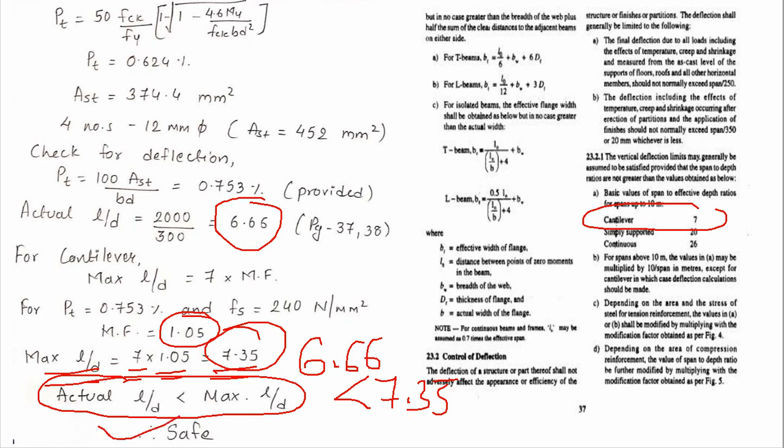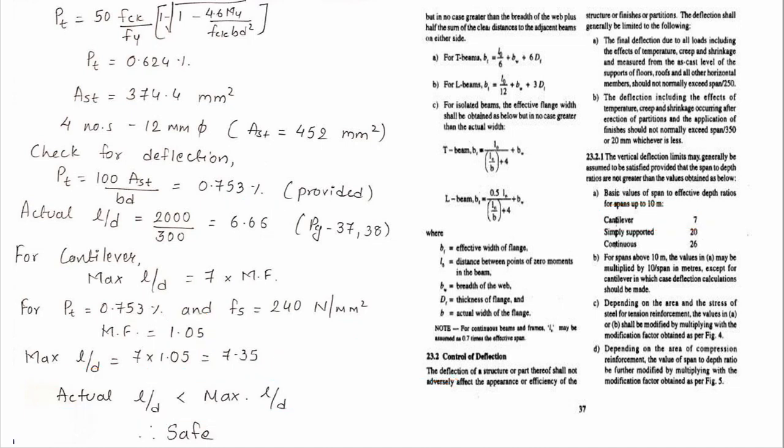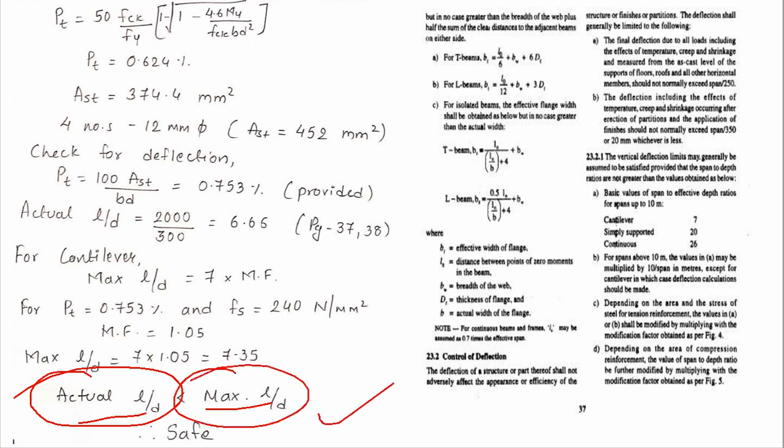Our question was to check for deflection. As the question is to check for deflection, this final answer, that is hence safe, hence okay, is to be mentioned every time. It carries 1 mark, because we are not supposed to find the value of L by D, actual or maximum. We are asked the condition, whether it will be safe or not. To check for deflection means we have to check whether it will be safe in deflection or not. So we are getting that actual L by D is less than the maximum L by D, so our condition will be satisfied, that is safe.